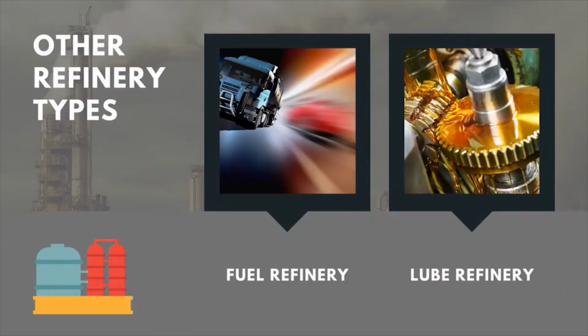So, the other types of refineries are fuel based refineries or lube based refineries. That means in a fuel based refinery, all the products will be fuel or petrochemical feedstocks, whereas in a lubricating refinery, you will be able to produce lubricant oils, which again involves complex processes and also requires a certain type of crude to be processed.